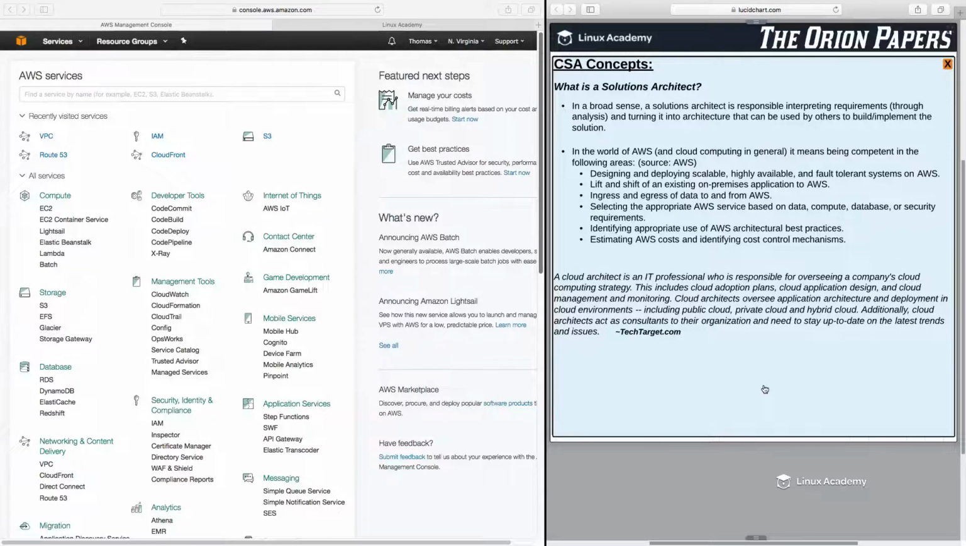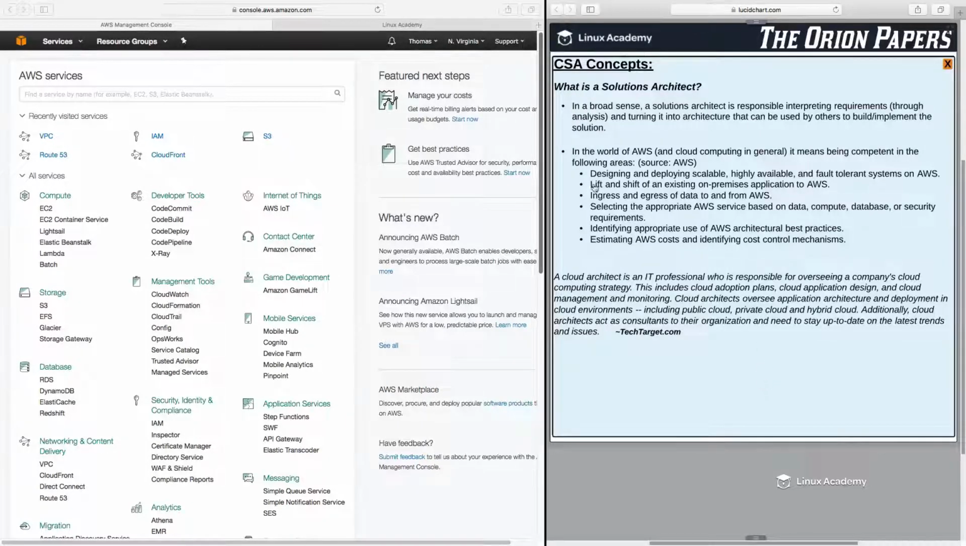So, designing and deploying scalable, highly available, and fault-tolerant systems on AWS. Lift and shift of an existing on-premise application to AWS. Ingress and egress of data to and from AWS, selecting the appropriate AWS service based on data, compute, database, or security requirements, identifying appropriate use of AWS architectural best practices, and estimating AWS costs and identifying control mechanisms.